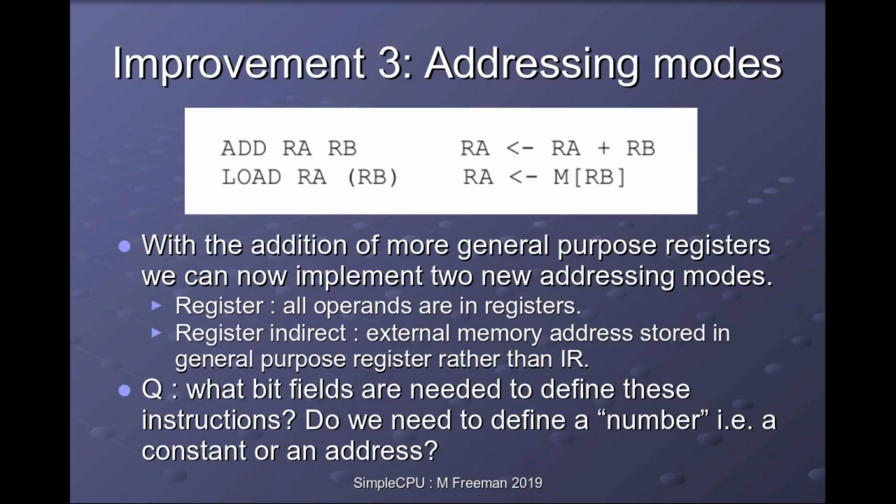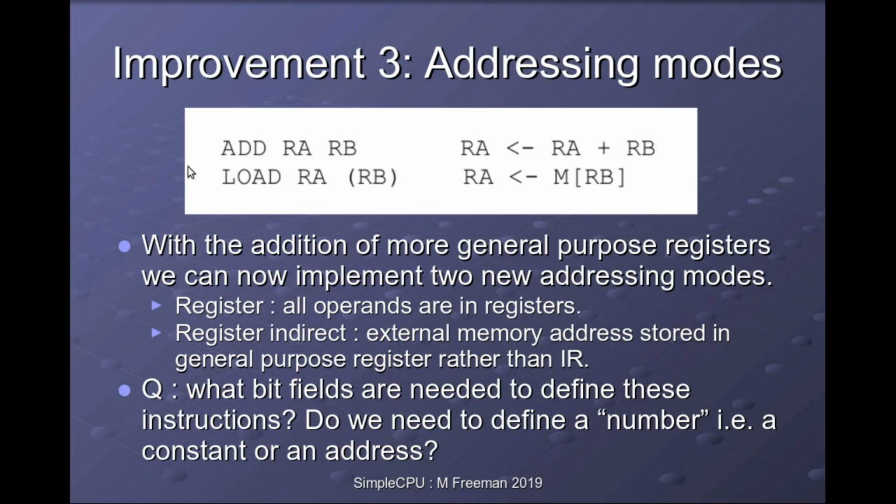Improvement number 3, addressing mode. So with the addition of our register file, multiple general purpose registers, we can now add some new addressing modes. We can add register addressing, where all operands are stored in registers, so not stored in memory or as immediate values, and register indirect, where we can use a register to store an address of where in external memory the data is stored.